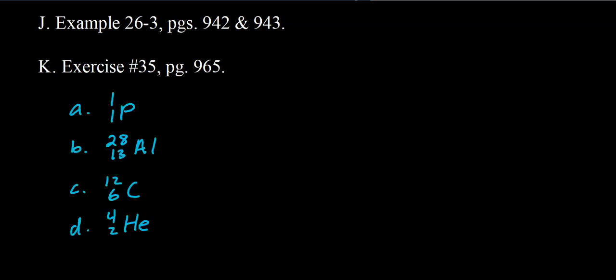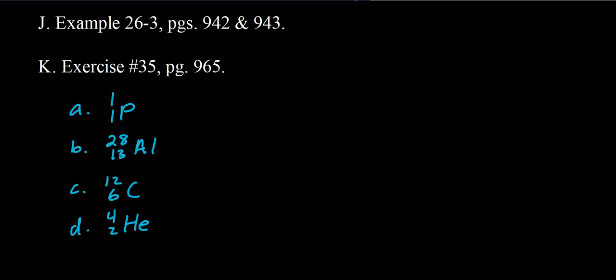All right, so go ahead and turn to page 965 and work on exercise number 35. And let's go ahead and do all three of those, A, B, and C. Fill in the missing piece, balance mass and charge, and see what we're missing. Pause now. All right, here's what we get.